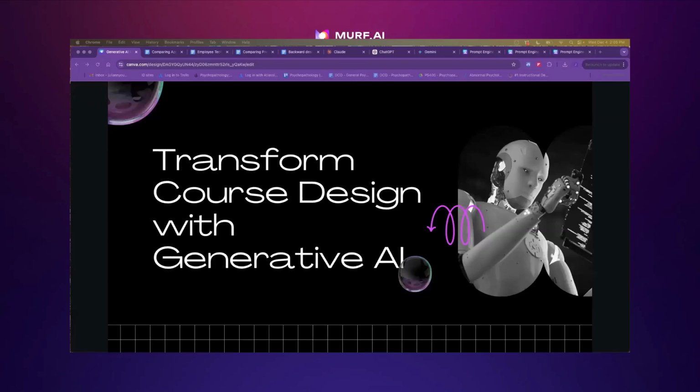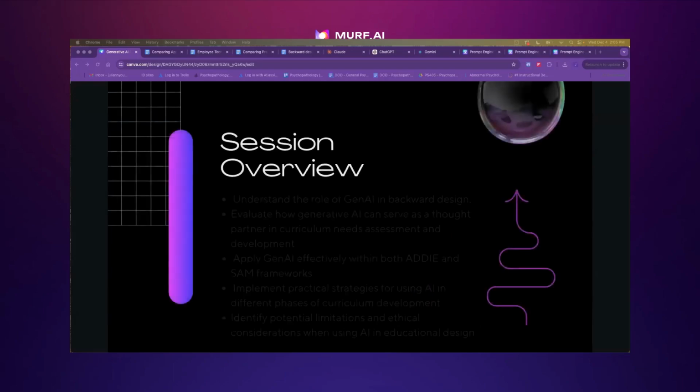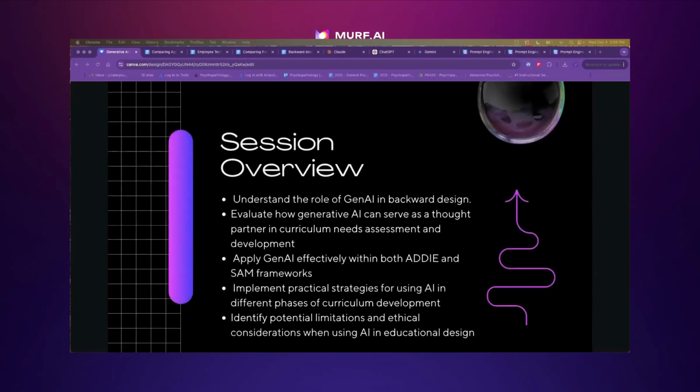All right, so at the end of today's session, we're going to cover 5 key areas: understanding Gen AI's role in backward design, evaluating Gen AI as a thought partner, how we can apply it to the ADDIE and SAM frameworks, practical strategies, and then also addressing ethical considerations along the way. So my goal is to give you actionable tools to enhance your course design processes.